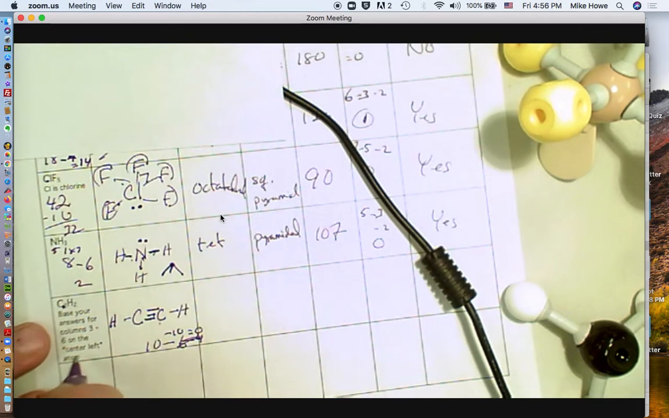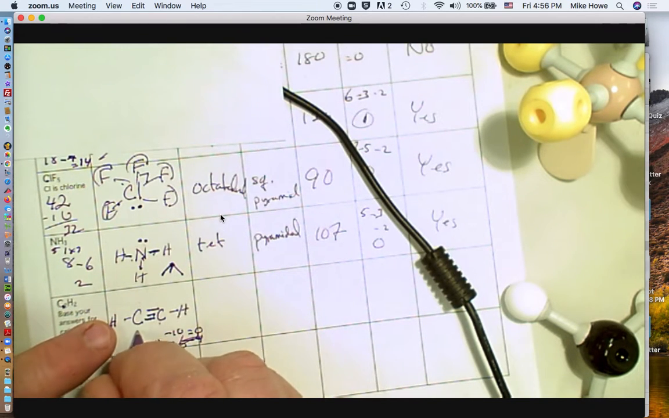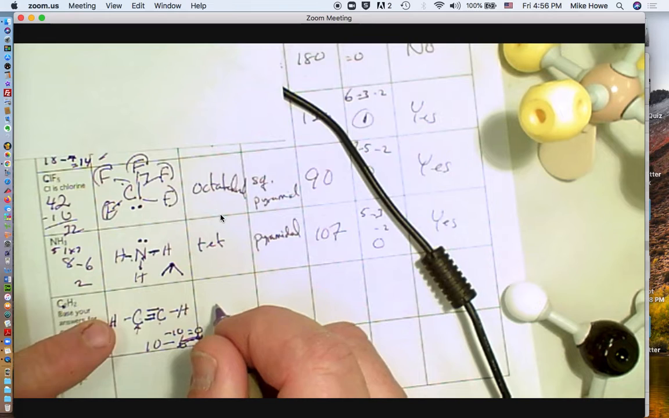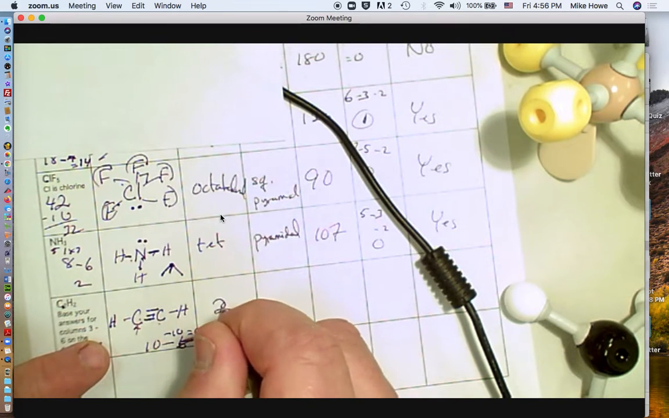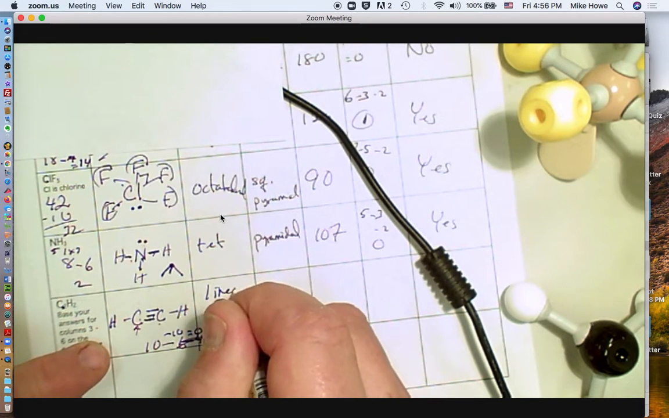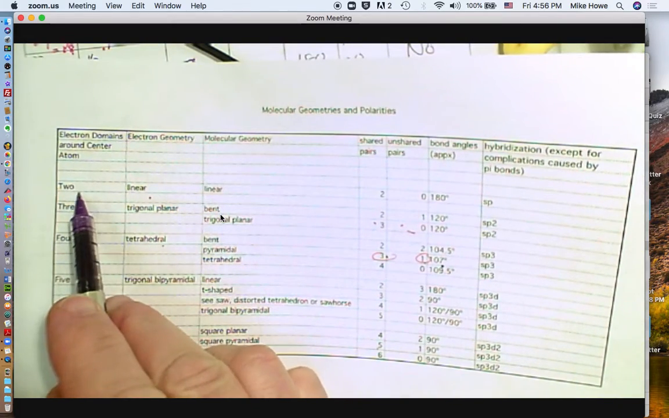So now this is why it says center left atom. The center left is this one. These 2 are in the center. This is the left one. I see 2 domains. So 2 domains then means that it is a linear molecule. Linear. Right here, 2 domains, linear.